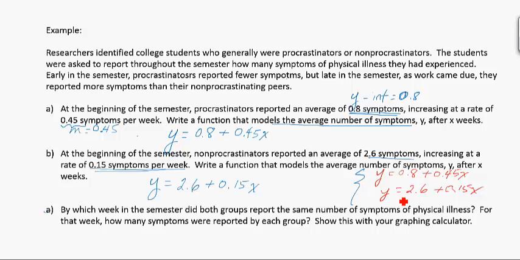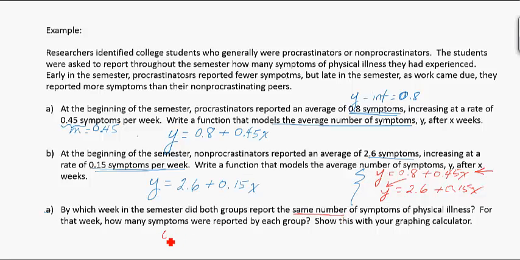So you can go in here and rewrite these as a system of linear equations. I could rewrite this as y equals 0.8 plus 0.45x, and y equals 2.6 plus 0.15x. You could convert these to ax plus by equals c and then use elimination. Or we can use substitution: if y is equal to this in the first equation, then we can replace y in the second equation with that expression. Or we can simply think about it: y is the number of symptoms, and we want to know when they had the same number.